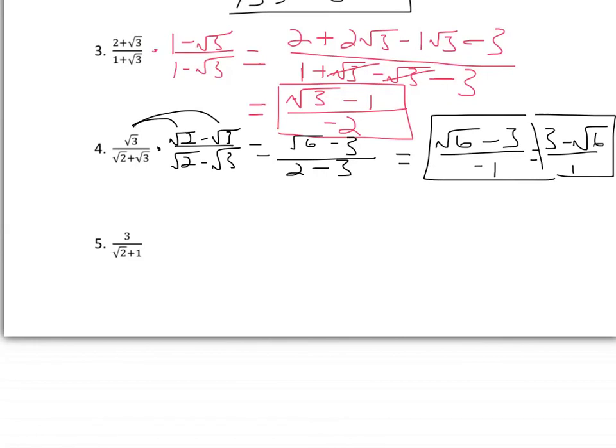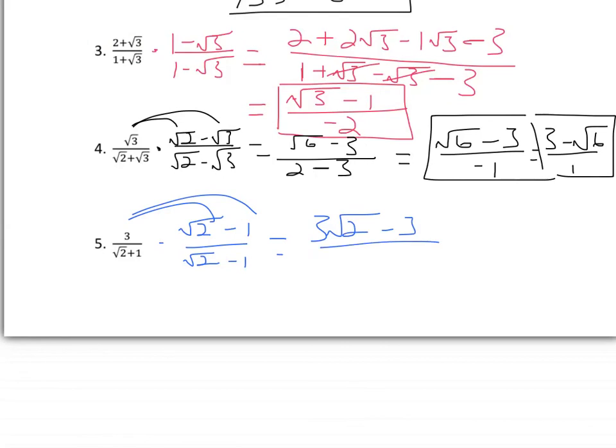So last problem. Okay, we're going to do this conjugate thing one more time. And we just have to distribute on top, so 3 root 2 minus 3 over 2. Middle terms cancel out, minus 1. Right, on the bottom here, you're just going to get 1, so you don't need it. And the final answer is right here on top, 3 root 2 minus 3.